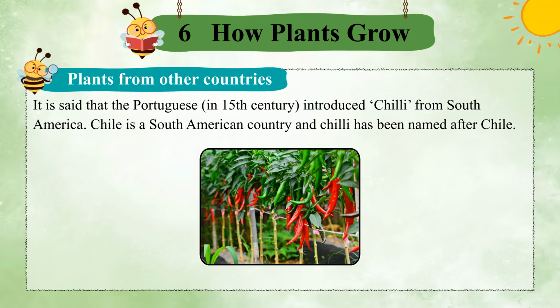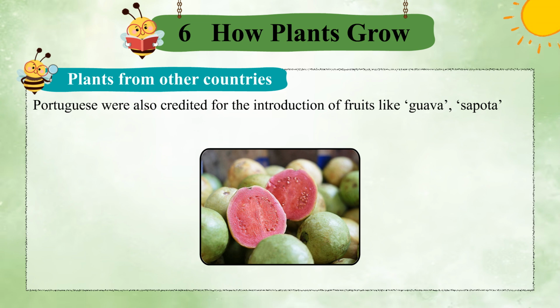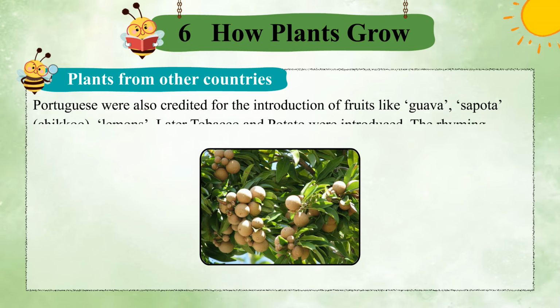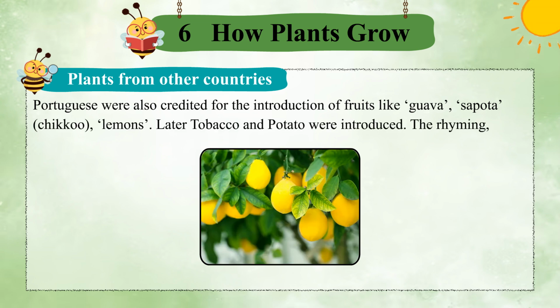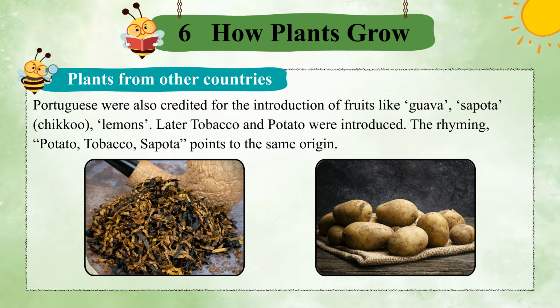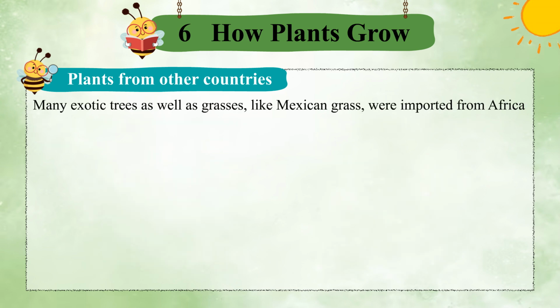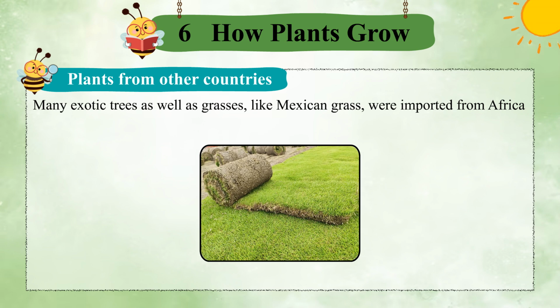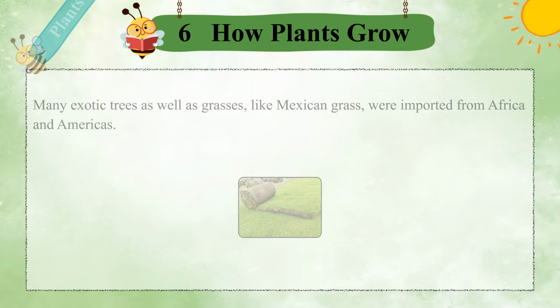Chile is a South American country, and chili has been named after Chile. Portuguese were also credited for the introduction of fruits like guava, sapota, chiku, lemons. Later, tobacco and potato were introduced. The rhyming potato, tobacco, sapota points to the same origin. Many exotic trees as well as grasses, like Mexican grass, were imported from Africa and Americas.